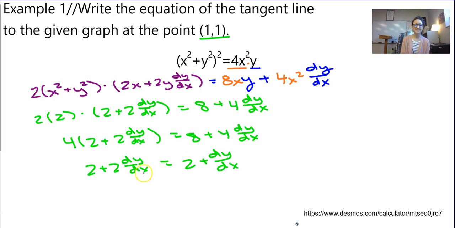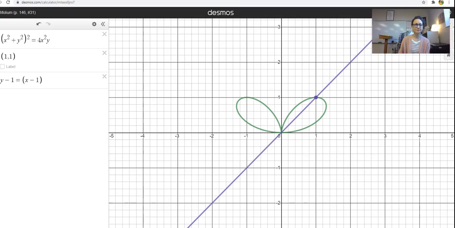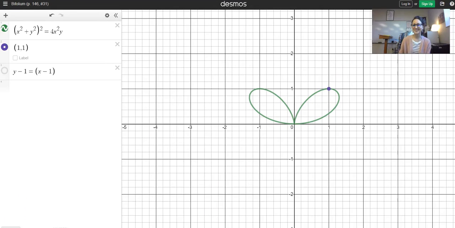Solving for dy dx, I am going to go ahead and subtract 2 from both sides, and let's subtract dy dx from both sides as well. So if I subtract this dy dx from both sides, I get 1 dy dx, which is what I'm looking for, and then 2 minus 2 is 0. So dy dx is 0. What does it mean for the derivative to be 0? It means you've got a horizontal tangent line, right? Let's take a look at Desmos, see how we did. So here is the original graph.